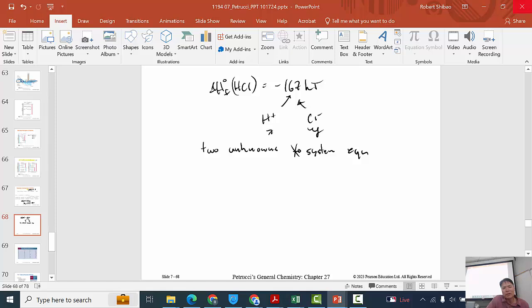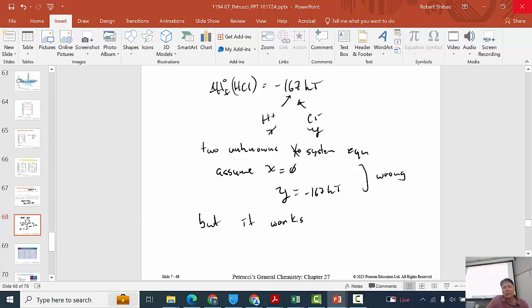So instead of doing a system of equations, we're going to do this. We're going to assume that one of these is zero. So x, we're just going to assume x is zero. If x is zero, then that means y is equal to minus 167 kilojoules. And then you go, that's wrong. This is wrong, but it works.